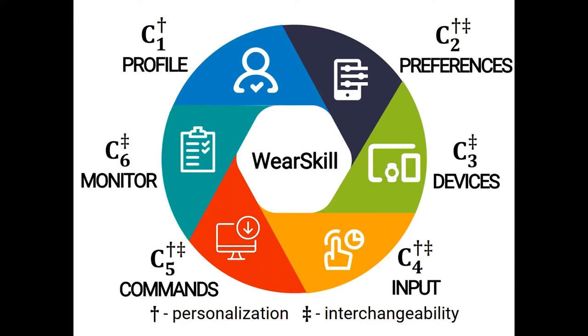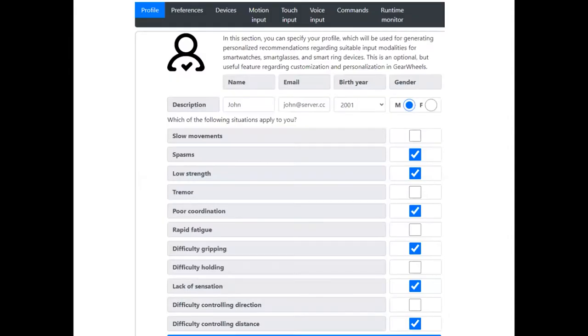The preference software component integrates a machine learning model that employs 11 self-reported motor symptoms entered by a user as yes, no responses when setting their virtual profile. Spasm, load, strength, tremor, poor coordination, rapid fatigue, difficulty gripping, difficulty holding, lack of sensation, difficulty controlling direction, difficulty controlling distance.